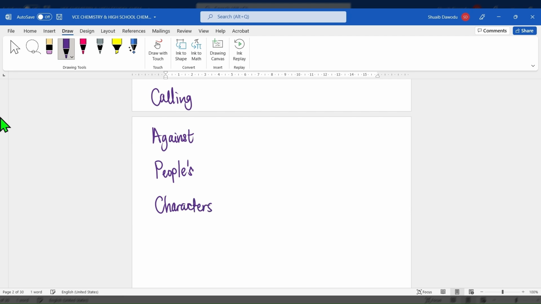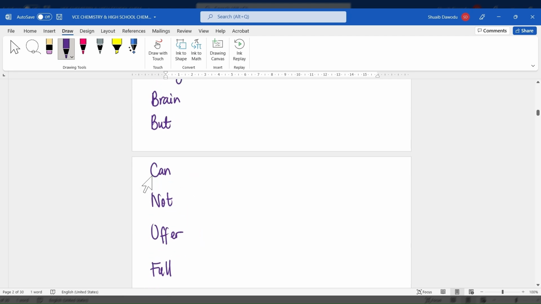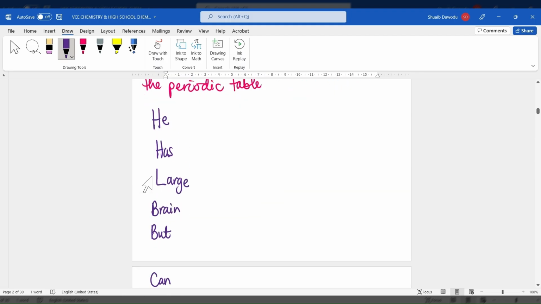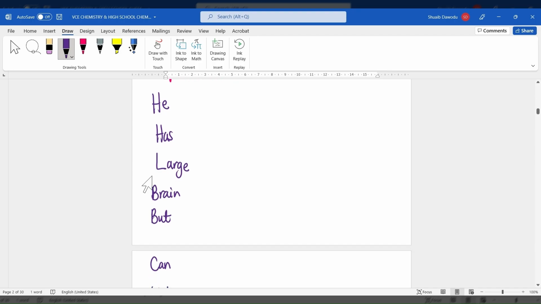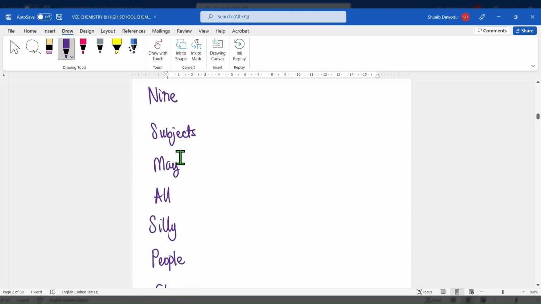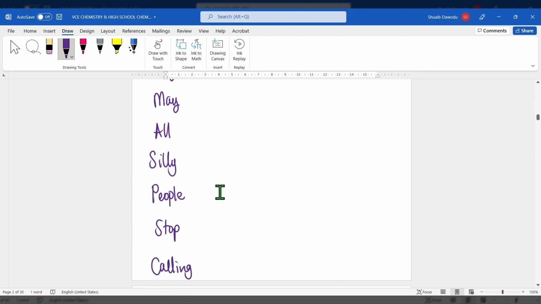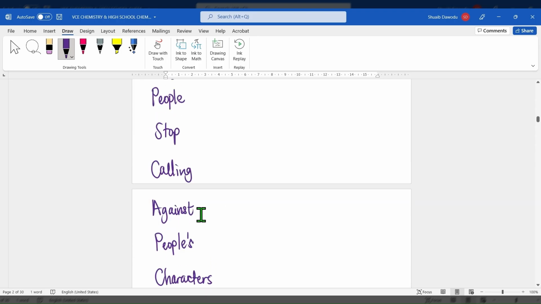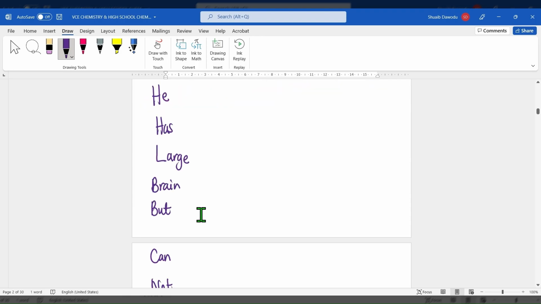So this is how I was taught, and I still remember this over 10 years later. So memorize the first 20 elements on the periodic table. It is just simply, he has large brain, but cannot offer full 9 subjects. May all silly people stop calling against people's characters. So the first one would be hydrogen.